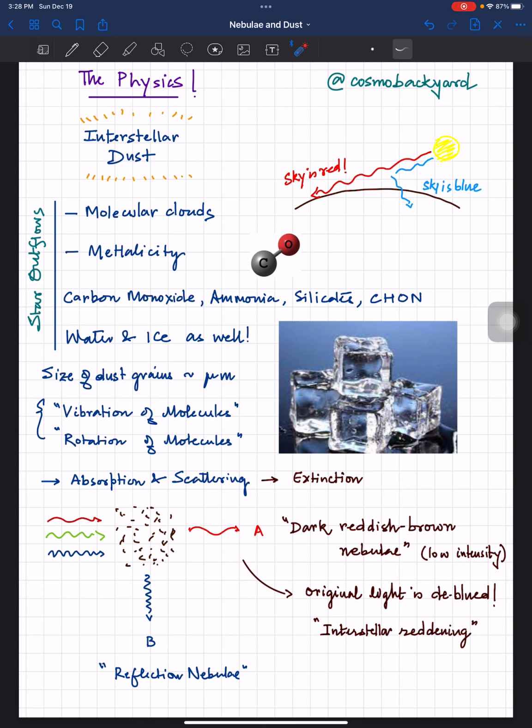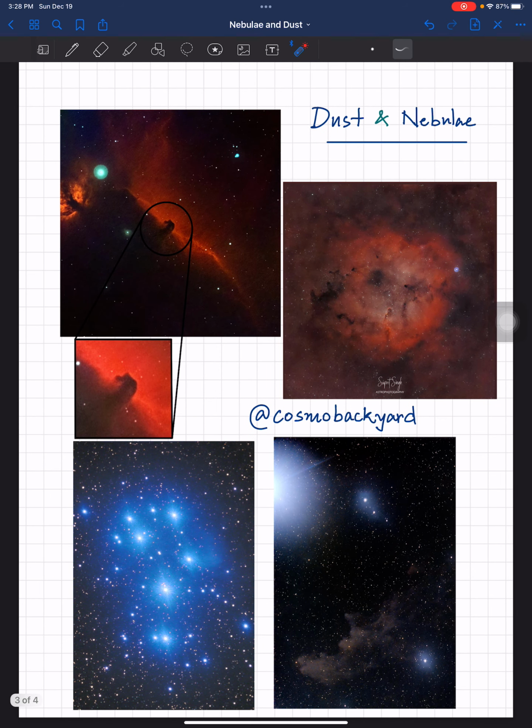So depending upon where you are when you are viewing these objects, if you are at position A, it will lead to dark reddish brown nebulae with low intensity. That is what is happening here. For instance, in Orion, you see a lot of dust here. This dust is actually in the foreground of this red emission structure. So therefore you see that the intensity is diminished, and also the dust looks dark reddish brown. And the same case is here in the Elephant Trunk Nebula, where you have all these dusty patches. They're all in the foreground, and they look dark reddish brown.